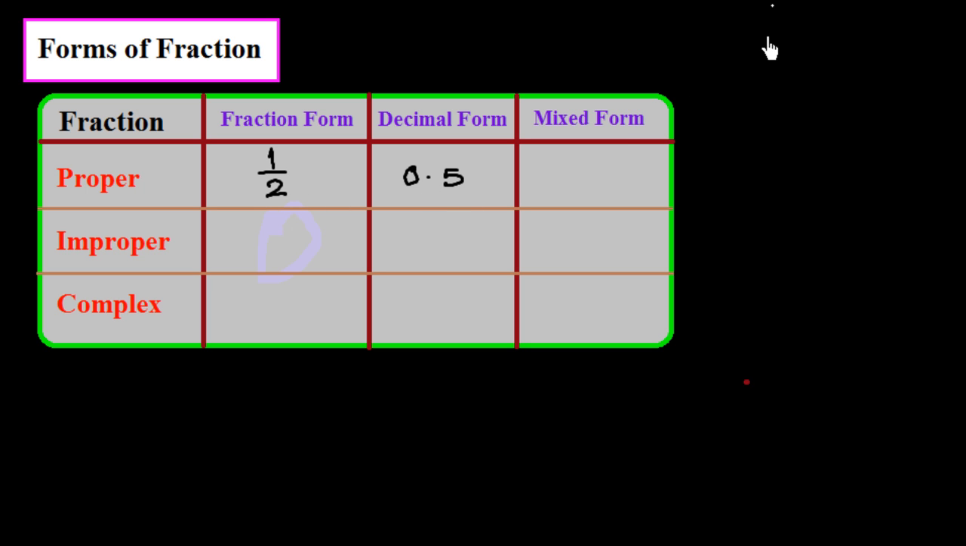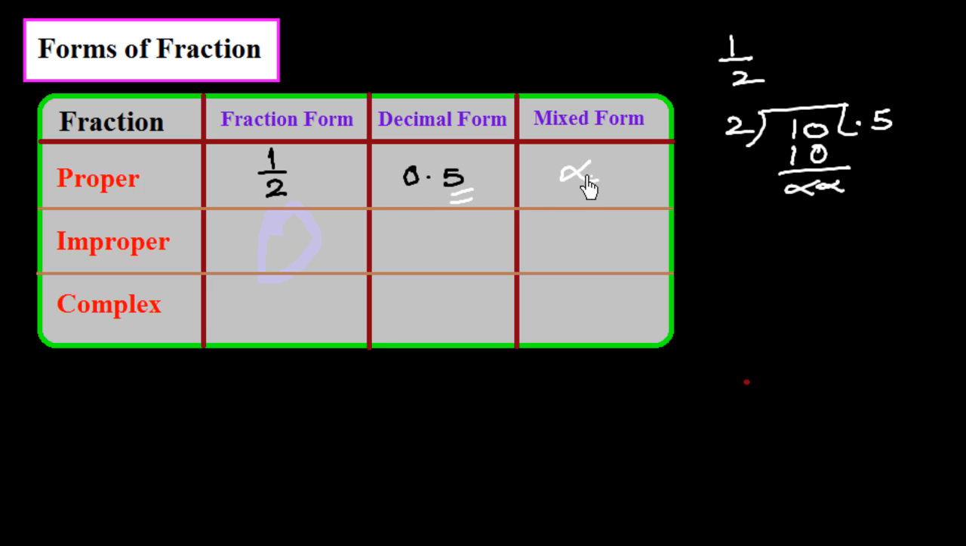I explain it here. If we have 1 over 2, we divide 1 by 2. So 1 is smaller than 2, so we put a decimal point and take 1 as 10. So 2 times 5 is 10. Now the remainder is 0. So we get 0.5. Now there is no mixed form for a proper fraction. Mixed form is not applicable here.